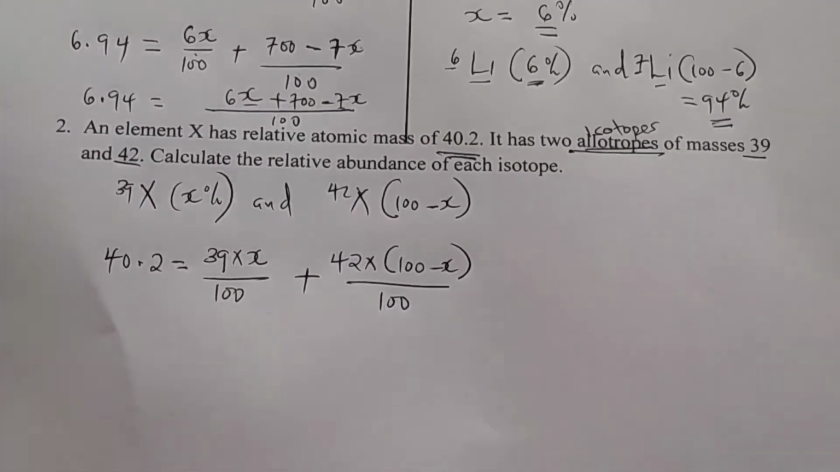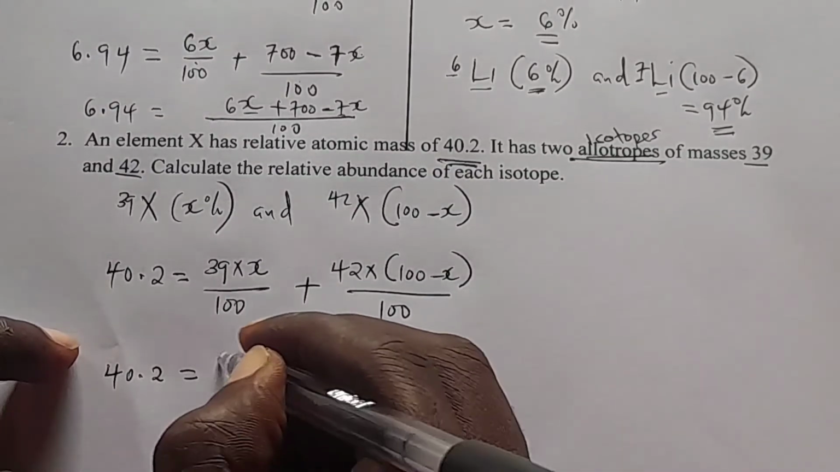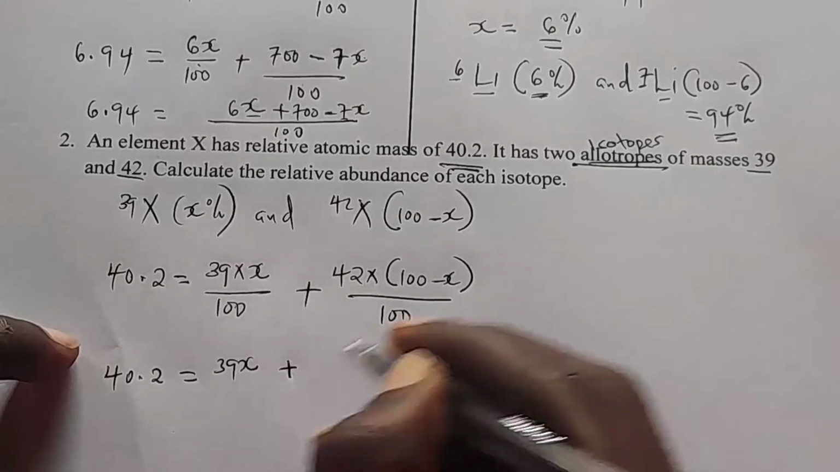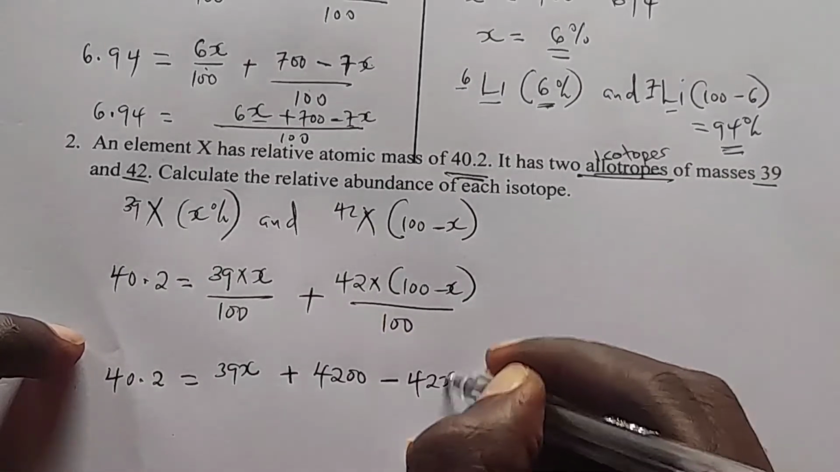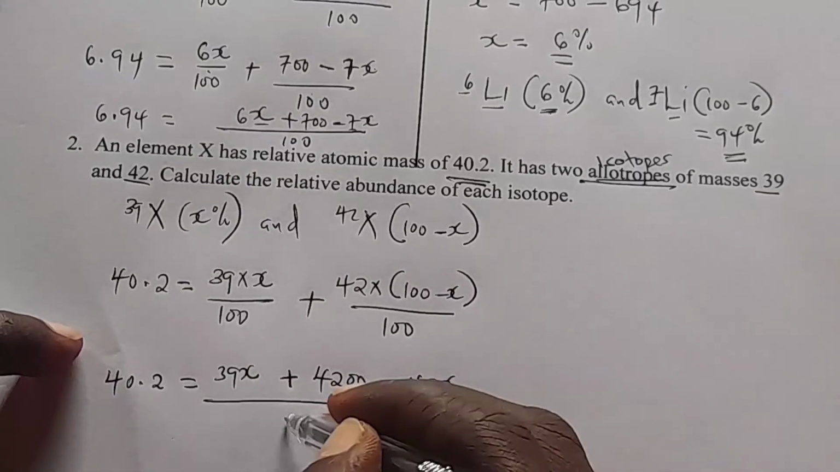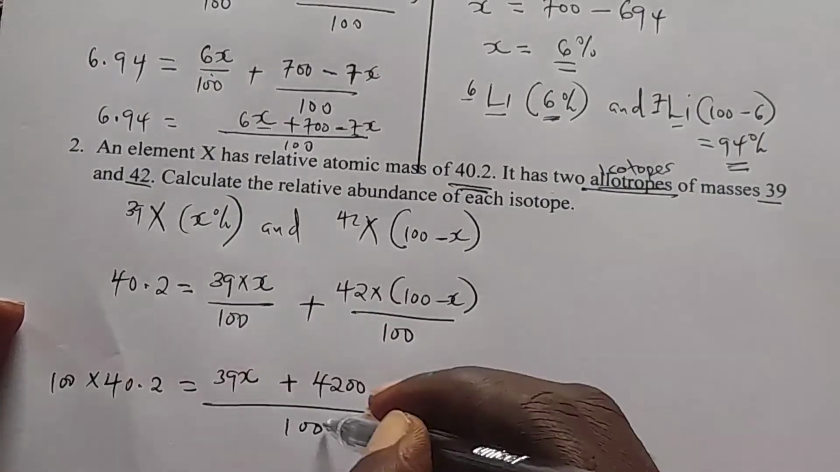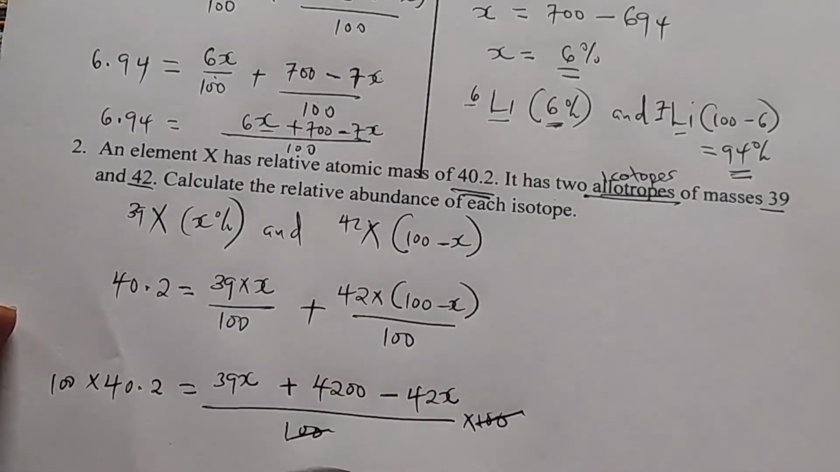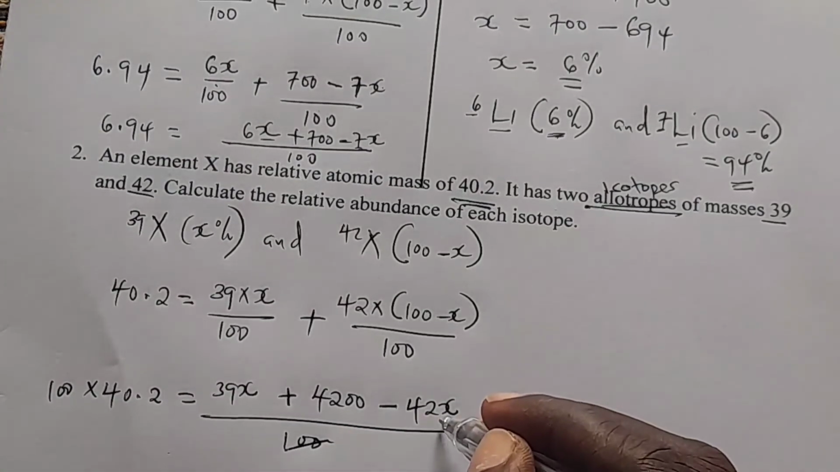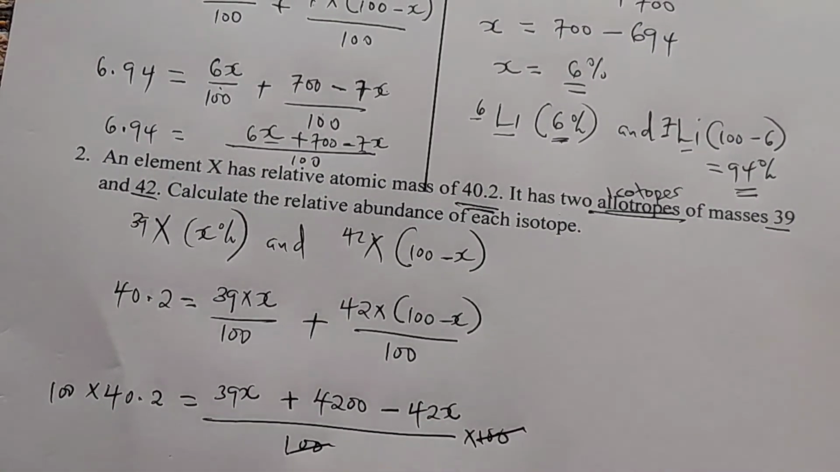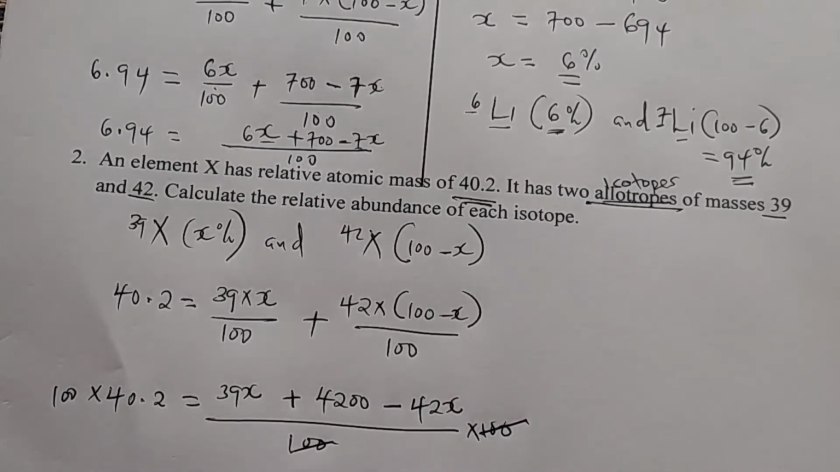So from there, we can remove the bracket. We're having 40.2, which will be equal to 39X plus, we're having here 4200 minus 42X. We are removing the bracket, so you can put all this over 100. So you can say times 100 here, then times 100 here to remove this 100. So this one will be 4020 will be equal to 39 minus this, we are going to get minus 3, we're having minus 3X plus 4200.